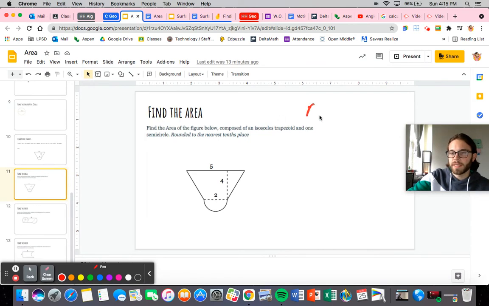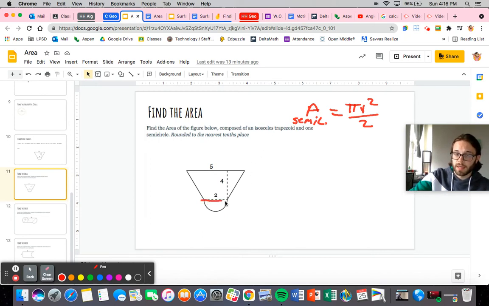So the area of a semicircle is if I took the circle, which is pi r squared, and I divided it by 2. Okay, so we need to be careful. What are we looking for? We're looking for the area of the whole thing. We have a trapezoid, right?